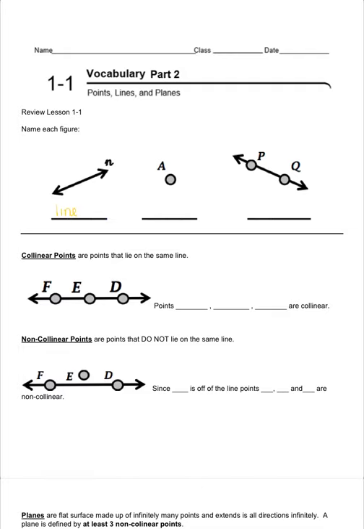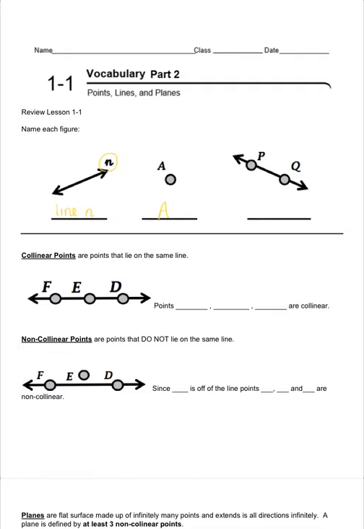And this one doesn't give us points, but if you notice we have this italicized letter here, so that is the other way to name a line. So this is line N. Okay, looking at the next one, we see that this is a point, so this is just point A.